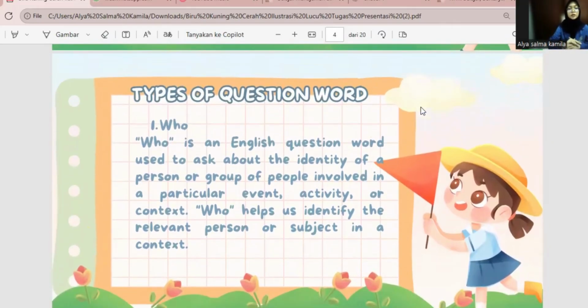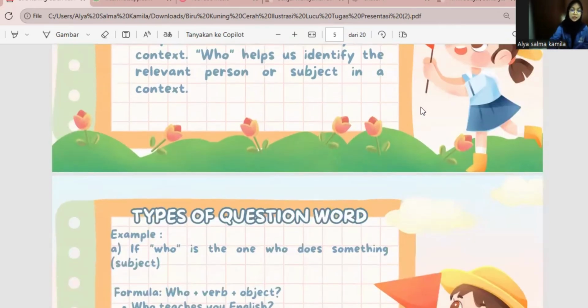The first question word is who. Who is an English question word used to ask about the identity of a person or group of people involved in a particular event, activity, or context. Who helps us identify the relevant person or subject in a context.